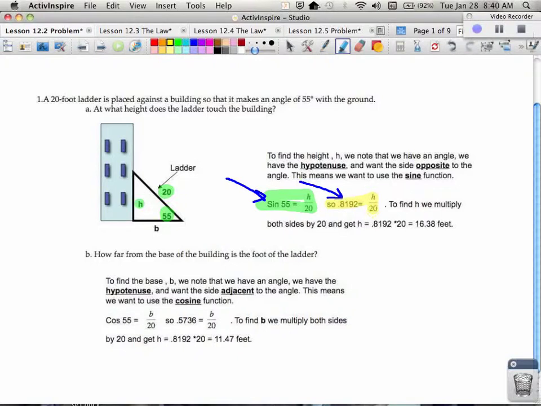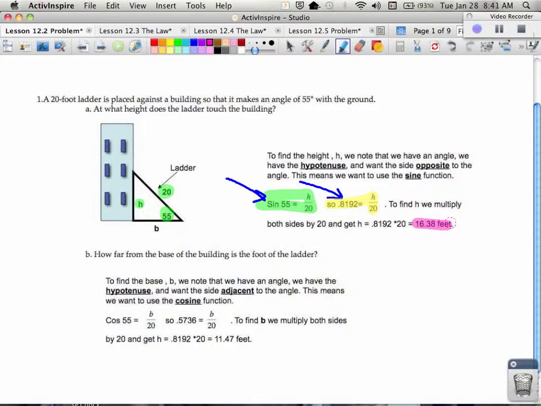I see that in the equation next to the green one, highlighted in yellow, the variable is on the top. So I multiply the 20 and the 0.8192, and as a result, I get 16.38 feet. In other words, that's the height that the ladder reaches up the side of the building, or it reaches to a height of 16.38 feet.